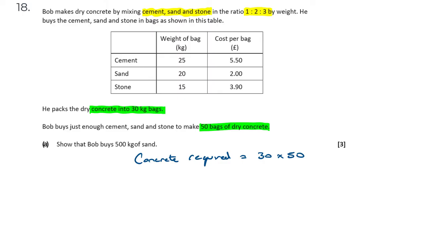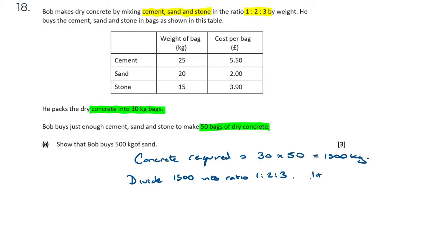So what's 30 times 50? Reaching for the calculator. 30 times 50, that is 1500. So we want 1500 kilograms of concrete. Okay, that's good. Now, we know the ratio of cement, sand and stone that goes into that concrete. So now we can divide our total amount of concrete into that ratio. So we're going to divide 1500 into ratio 1 to 2 to 3. That's what we're planning to do, isn't it?